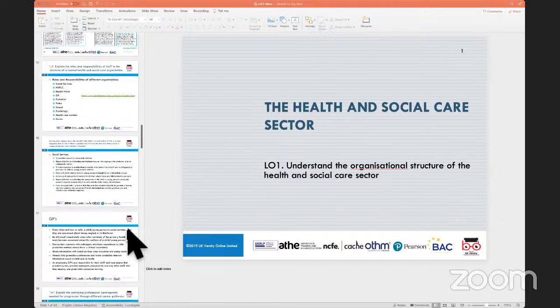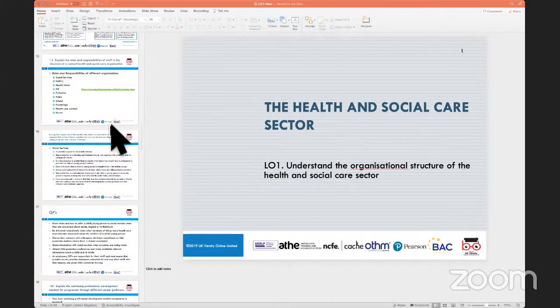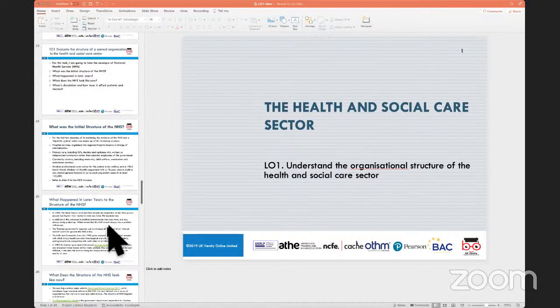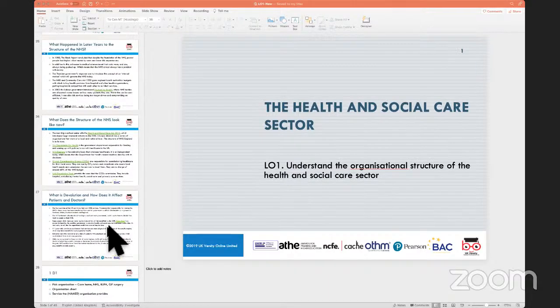Because obviously this particular unit is for students who are doing the health and social care course. This is one of the core units, which is health and social care sector. So there is a different unit. If you're referring to that, you might be in a different course, or you've joined the session somewhere in the middle. That's why probably you've not understood what is happening. No worries.